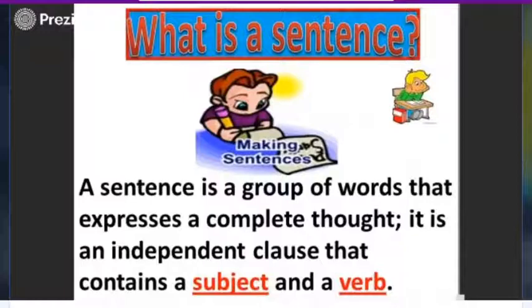Remember, a sentence is a group of words that expresses a complete thought or idea and has an independent clause. It always contains a subject and a verb.